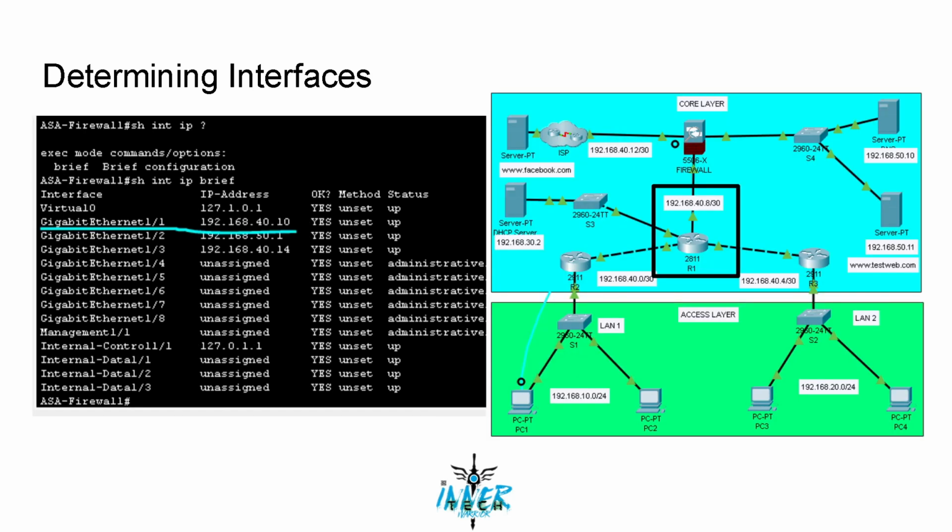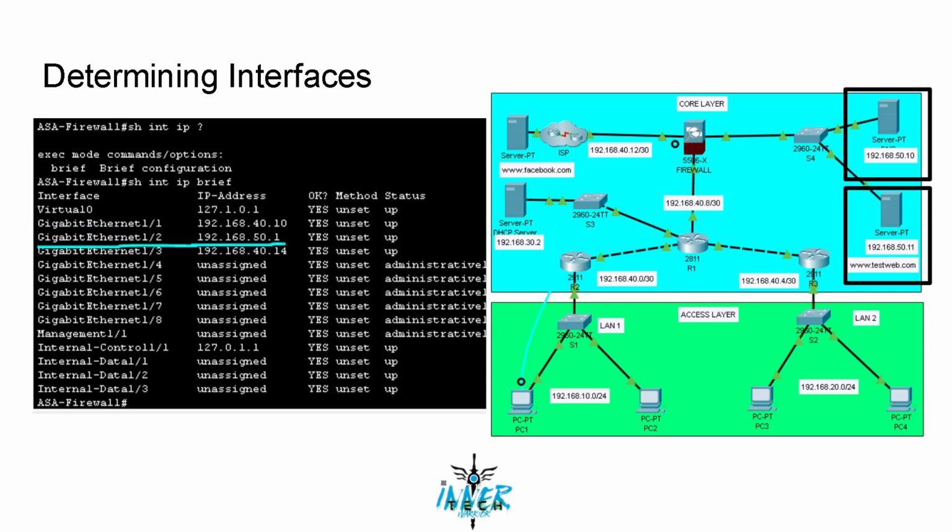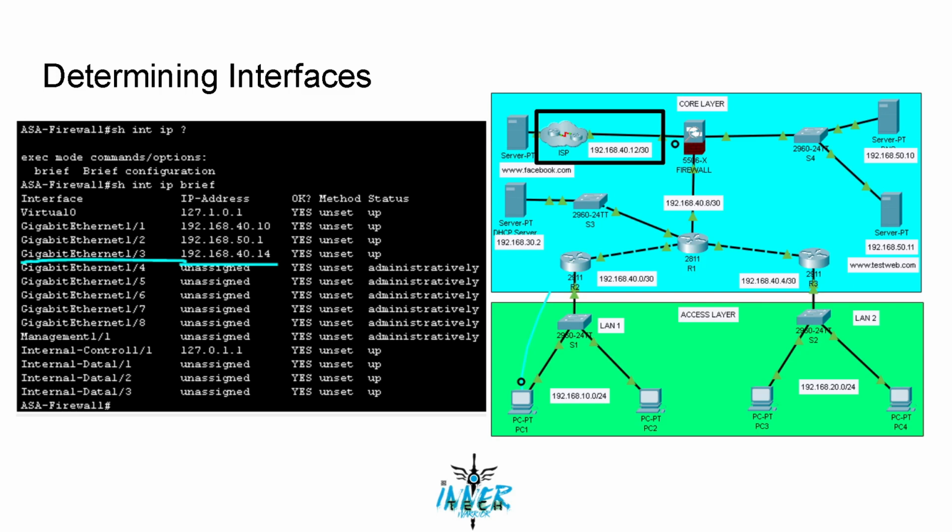We can see that G1/1 is connected to the inside trusted zone, as it's in the same network as the one in the trusted zone R1 router interface. Then we can see that G1/2 is in the DMZ, as the IP on that interface is in the same network as the IPs in the DMZ zone. Lastly, we have G1/3, which we can see is in the same network as the outside untrusted zone.